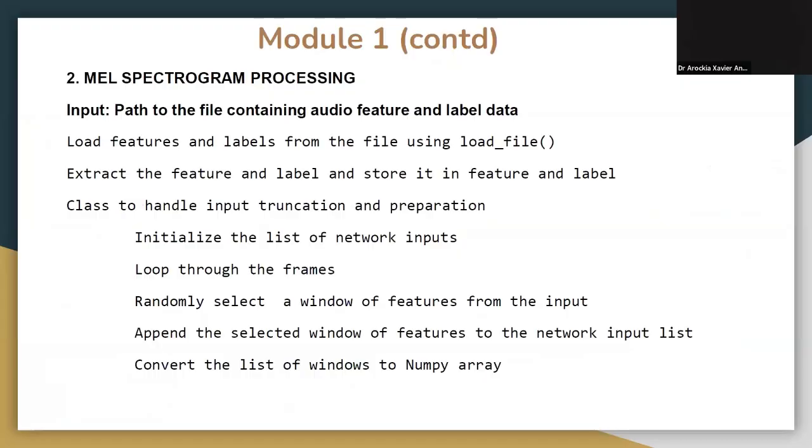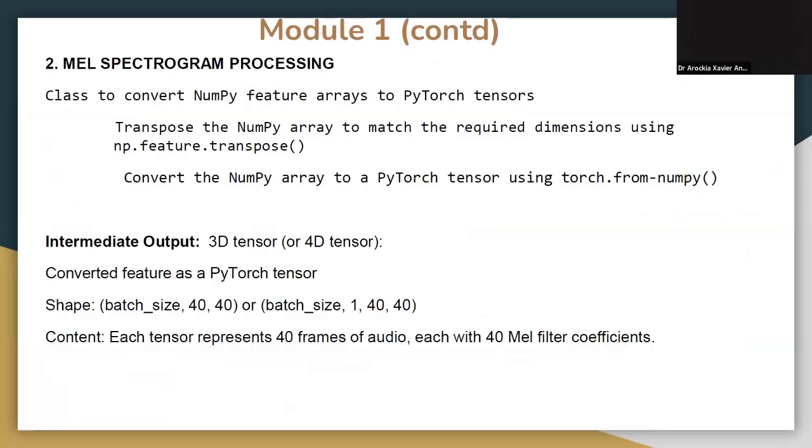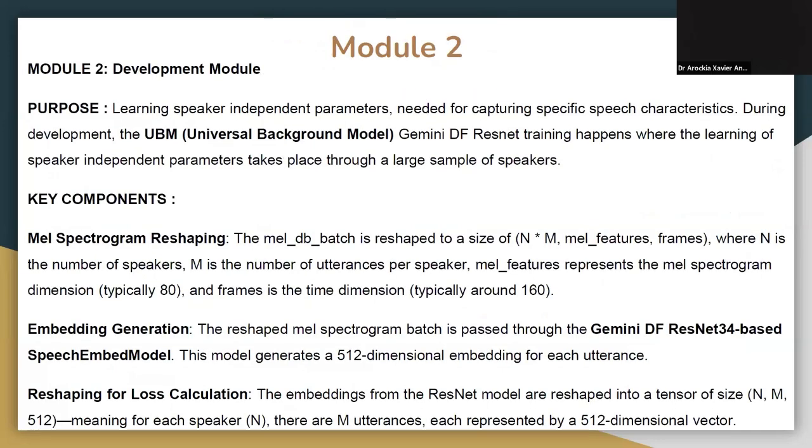So, the continuation of the same code. And finally, after processing, the intermediate output is a 3D tensor. We captured actually the 4D tensor here, converted the feature to a PyTorch tensor. Then this needs to be fed into our deep learning model. In module 2, the development module, the speaker-independent parameters needed for capturing the specific speech characteristics are learned during development. The universal background model, Gemini DF-ResNet, training happens here, where the learning of speaker-independent parameters takes place through a large sample of speakers.